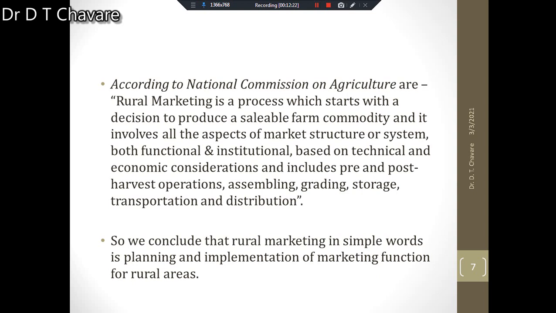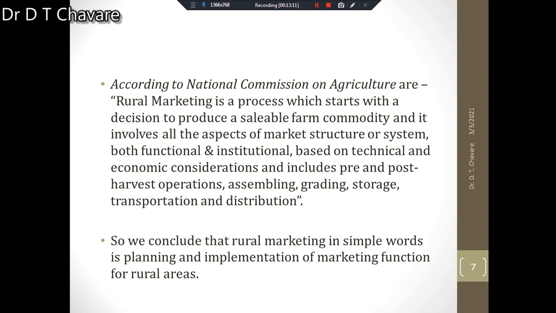Then, according to the National Commission on Agriculture, what is the meaning of rural marketing? Rural marketing is a process which starts with the decision to produce a sellable farm commodity, and it involves all the aspects of market structure or system, both functional and institutional, based on technical and economic considerations, and includes pre and post harvest operations: assembling, grading, storage, transportation and distribution. All these activities are included in rural marketing.